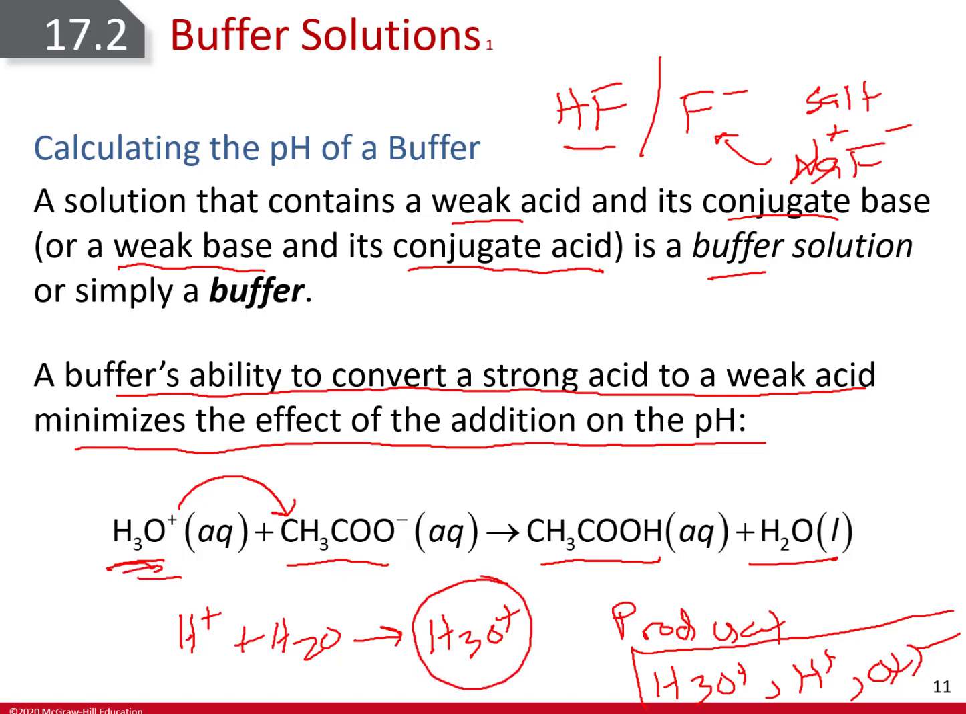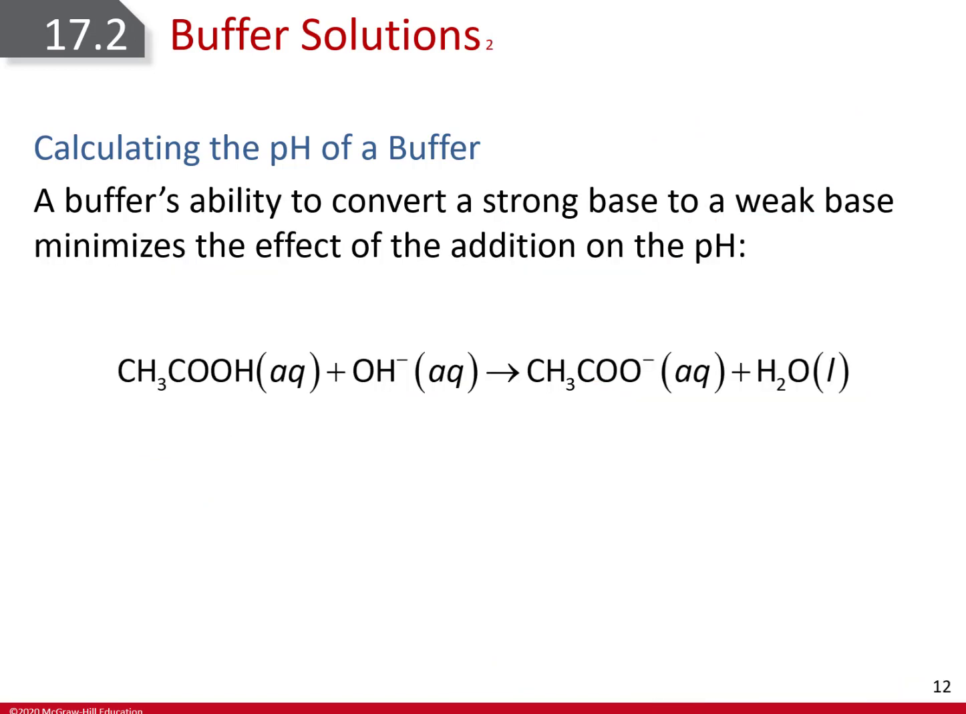Here, when we add the hydronium ion, the conjugate base of the weak acid reacts with the hydrogen ion and forms the molecular weak acid in water, and we don't see the production of hydronium, hydrogen, or hydroxide ion. And that's the way a buffer works. It can absorb either hydronium ion or hydroxide ion, so we don't see that on the product side, and the pH does not change appreciably. So a buffer has to be able to absorb more than just hydronium ion. It has to also be able to absorb hydroxide ion.